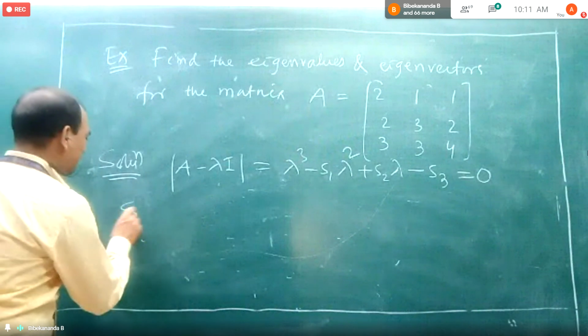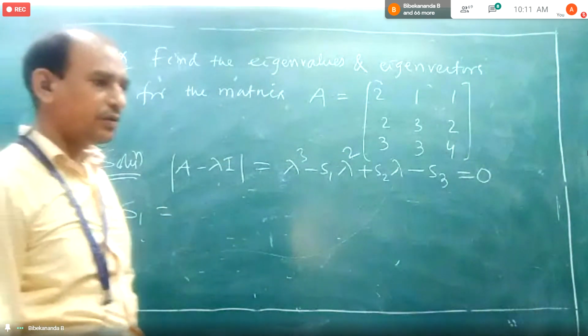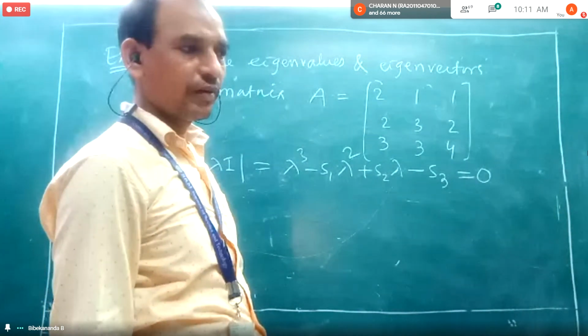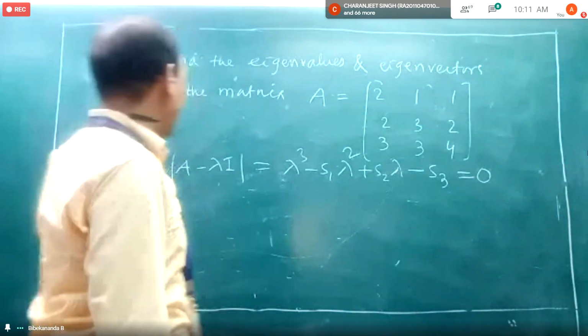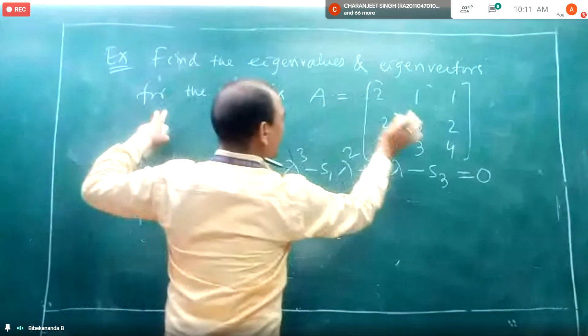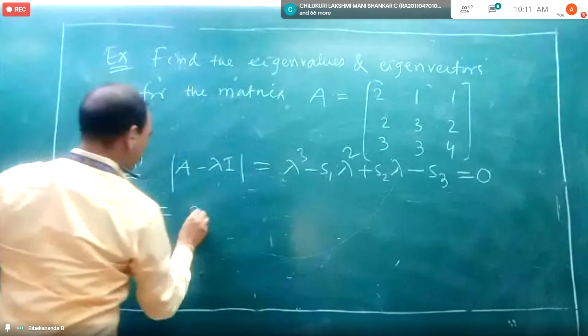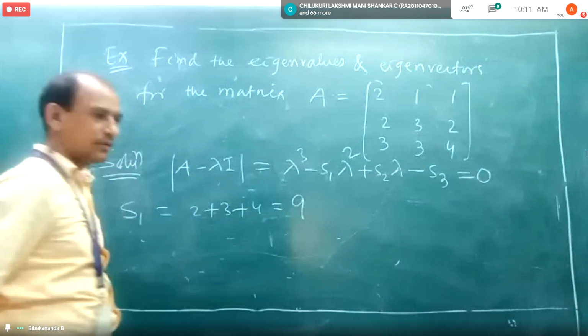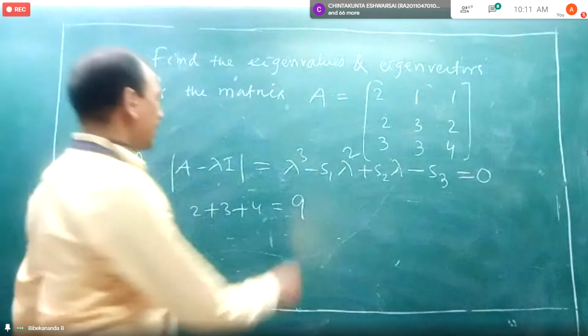Now what is your s1? 9. 2 plus 3 plus 4, and that is equal to 9.